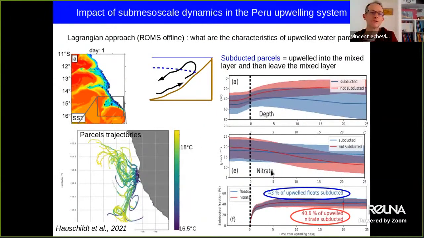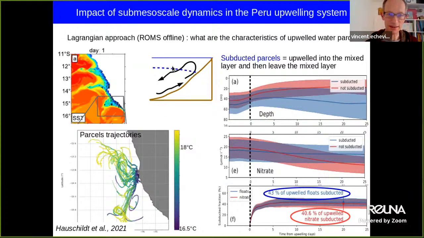Okay, so what we did is use a model, the model that I just described. And what is sometimes really interesting to follow the water masses is to use the ROMS offline tool. This ROMS offline tool is a Lagrangian tool in which you can put a lot of particles which represent the water mass, and you can run this Lagrangian model offline, and follow the trajectory and characteristics of these particles. So what Yard did is to put a lot of particles in the cold water that are just upwelled here. So all these black dots, and then we follow them when they are subducted.